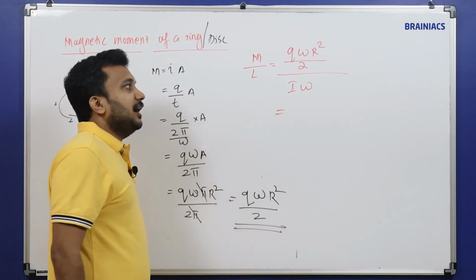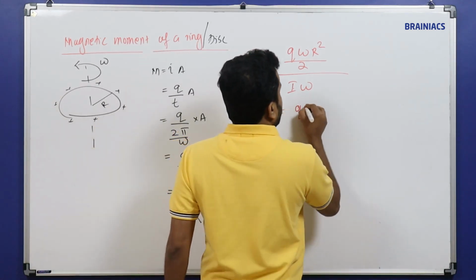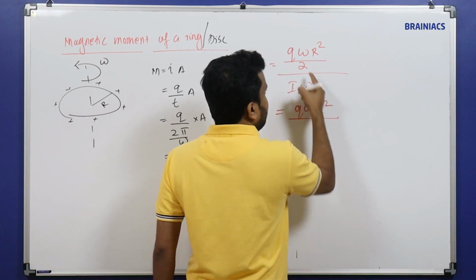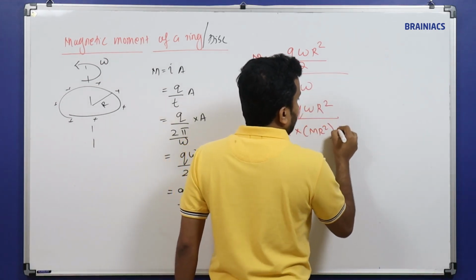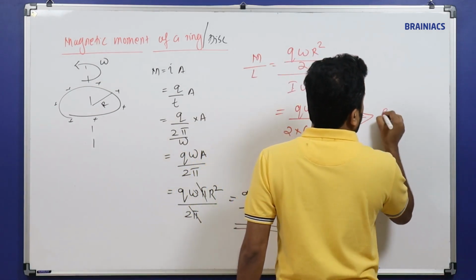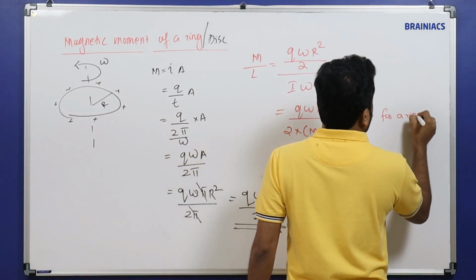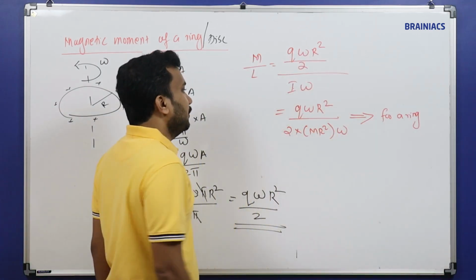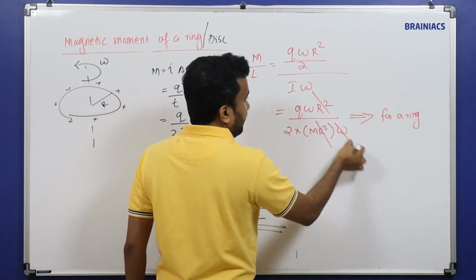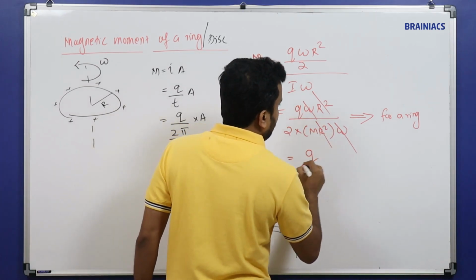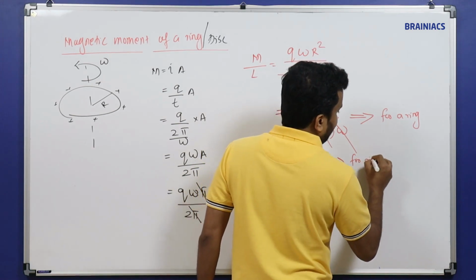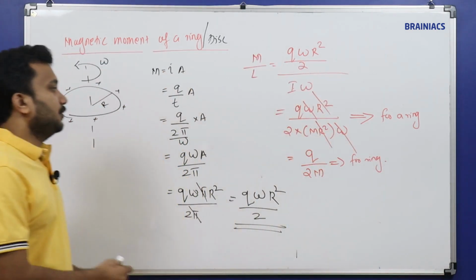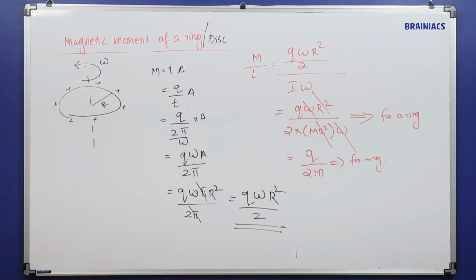For a continuous body, L is I omega. So what is the value of I? We can write M as Q omega R square divided by 2 I omega. The 2 goes to the denominator. For a ring, I is equal to M R square. So R square cancels, omegas cancel. What is coming is Q divided by 2 M. This is for a ring.